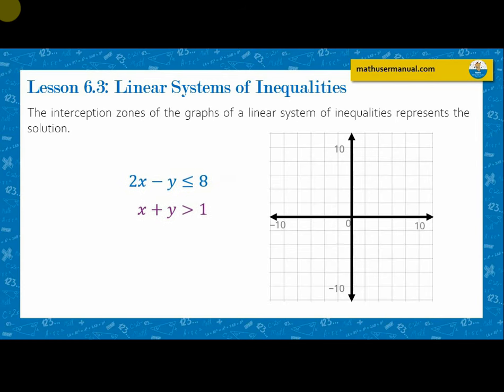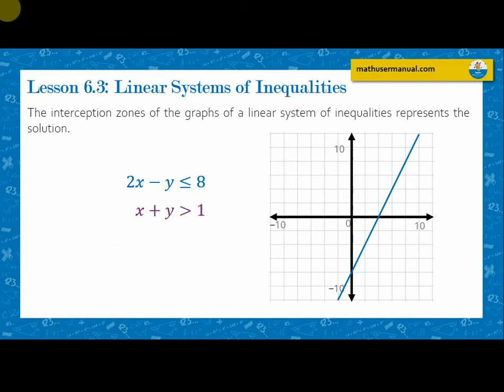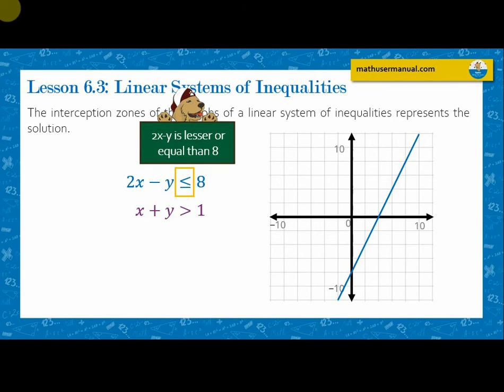So one more time, we're learning the graphic method. We need a graph, and we're going to graph both of these inequalities, starting with the top one, the one that we just changed the sign. Remember, this line with a y-intercept of -8 and an x-intercept of 4, we learned this in lesson 6.1, part 3. But then again, that line is just the graph of the equation, and we have an inequality, because this symbol means that 2x minus y is lesser or equal than 8.